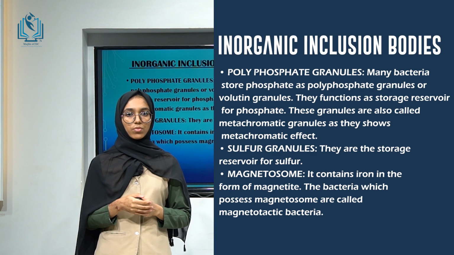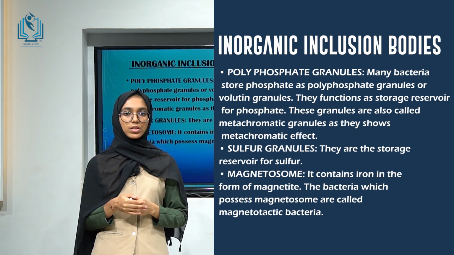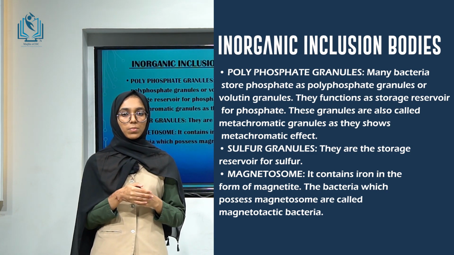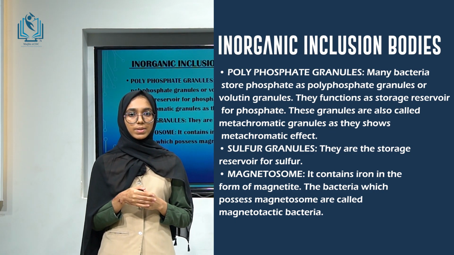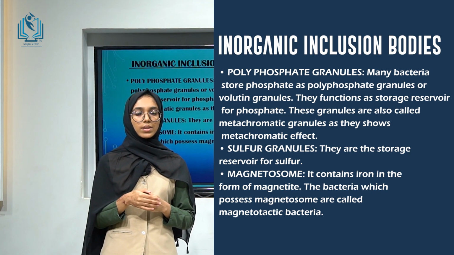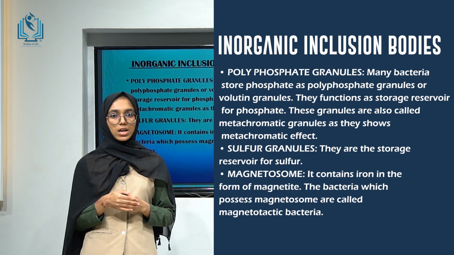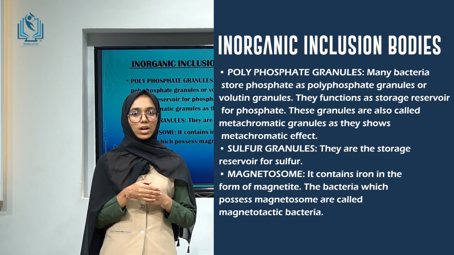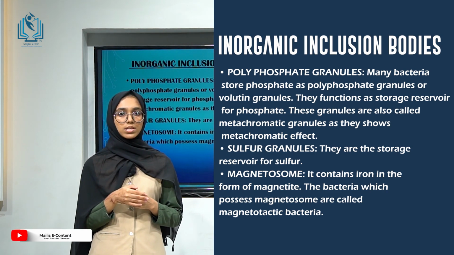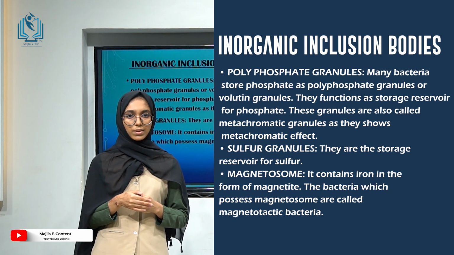Some bacteria store phosphate in the form of polyphosphate granules or volutin granules. They function as a storage reservoir for phosphate. Polyphosphate granules are also known as metachromatic granules as they show a metachromatic effect. Sulfur granules act as a storage reservoir for sulfur. Magnetosomes contain iron in the form of magnetite. The bacteria which possess magnetosomes are called magnetotactic bacteria.